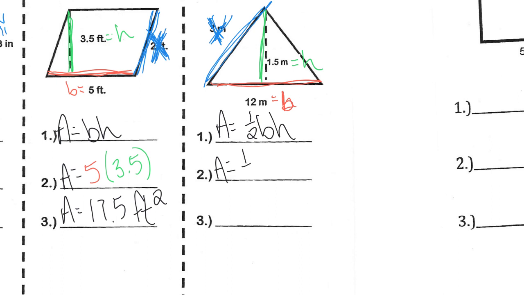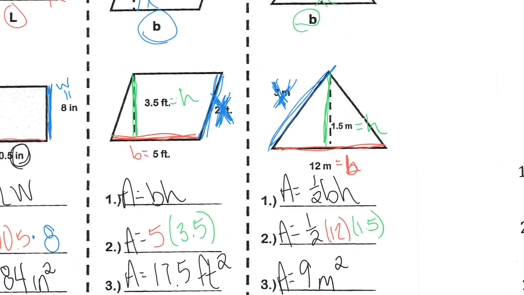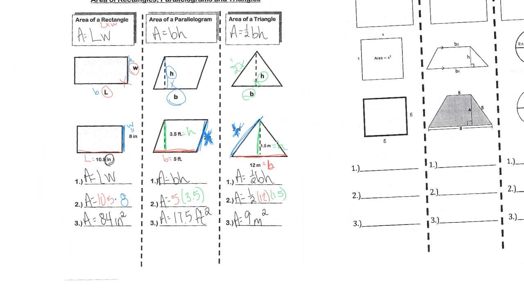All right, so now let's plug in our base and our height. So we have area equals 1/2. Base is 12. Height is 1.5. So now let's plug that into our calculator. 1/2 times 12 times 1.5. And when you do that, hopefully you get that your area is 9. And then we label meters squared. Okay, so we've just found the area of our 3 basic shapes. Okay, so let's go to ones a little bit more tricky.